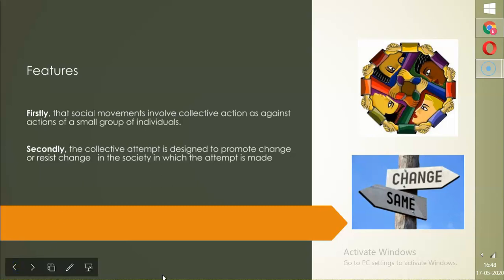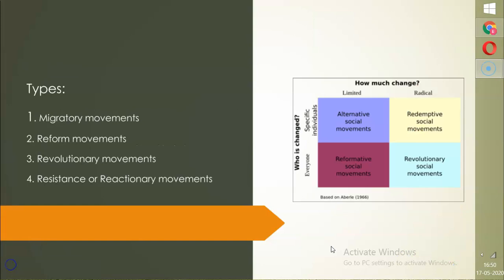So these are the two basic features. Now we can go to the next slide. When we talk about the types of social movements, basic four types we can find. In every phase of history, we can have these movements: number one, migratory movements, number two, reform movements, number three, revolutionary movements, and number four, resistance or reactionary movements.